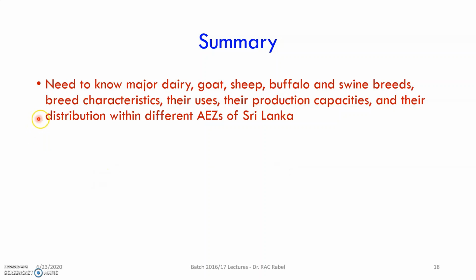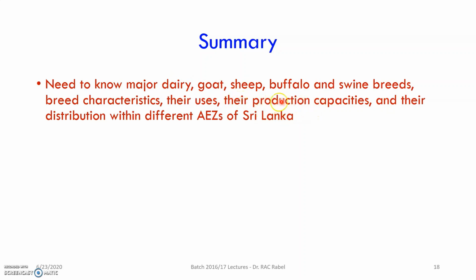So in summary, you need to know the major dairy, goat, sheep, buffalo, swine breeds and their characteristics. I didn't actually touch on swine today, but you need to know all those, right? Their uses, their production capacities, distribution within different agricultural zones of Sri Lanka, etc. You need to go into a lot of details, right? However, at least for dairy and buffalo breeds, you need to know how much they produce. So that's what I mean by production capacity.